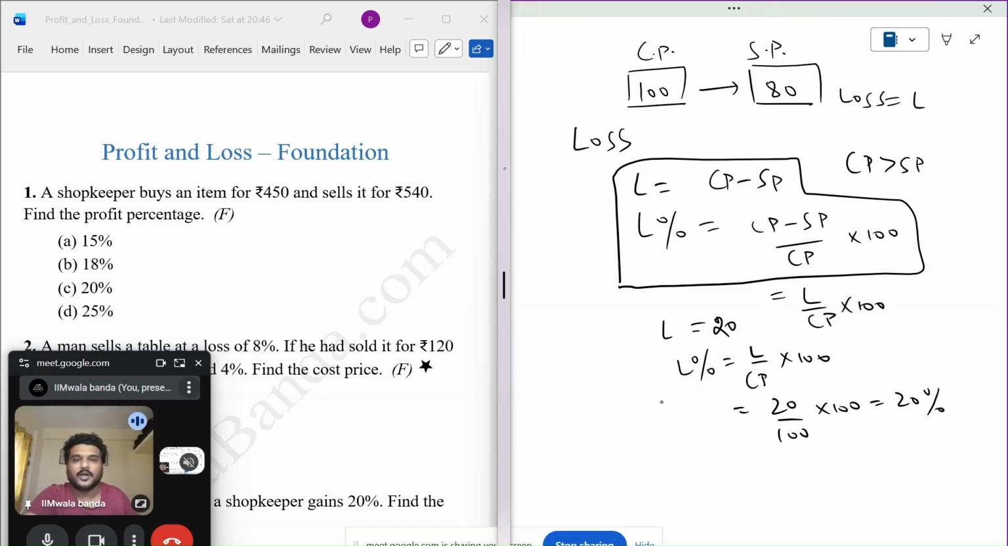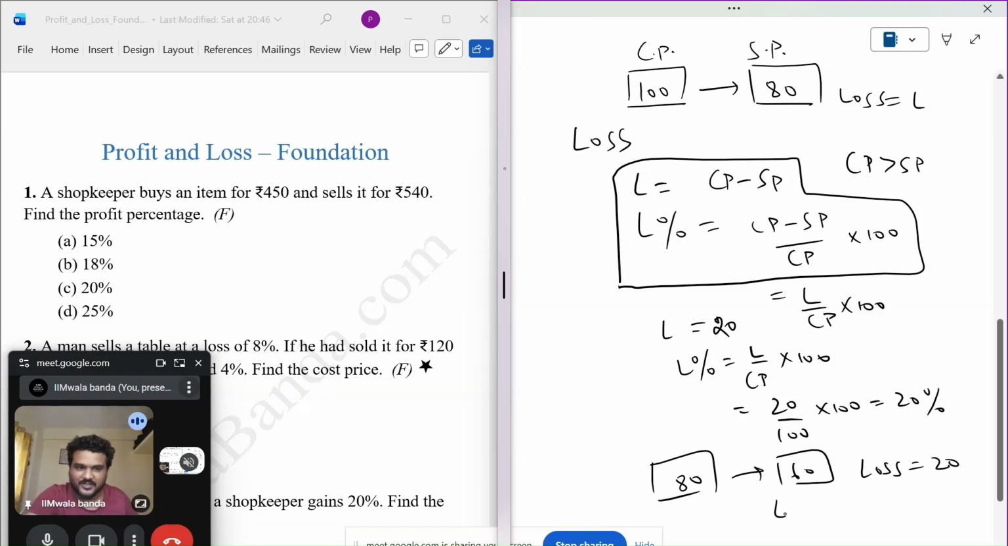Now, if you look at another case where I bought it for 80 rupees and I sell it for 60 rupees, again, the loss is the same 20 rupees, but the loss percentage will be 20 rupees upon cost price into 100, always by cost price, which is 1 by 4. 100 by 4 is 25%. So you look, the loss percentage has increased while the loss has remained the same. So logically, you should always know that loss is a different thing and loss percentage is a different thing because it depends on the cost price, right?